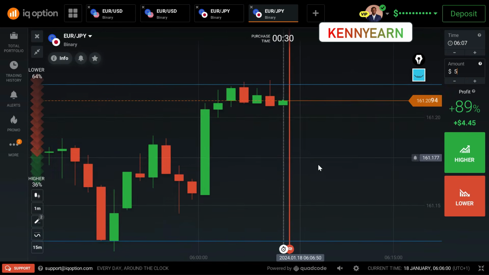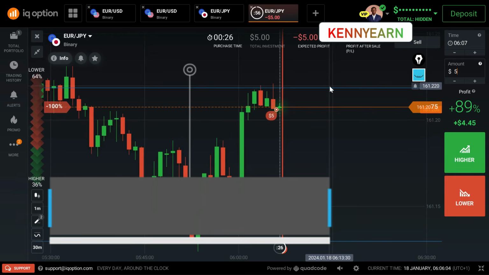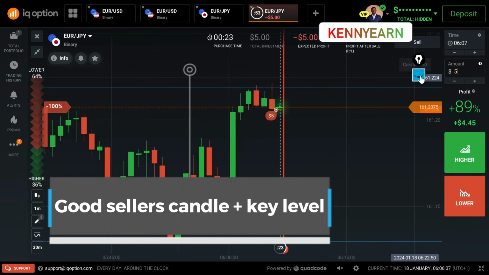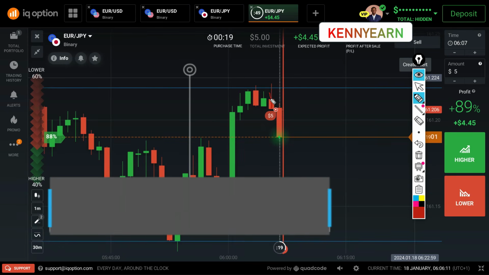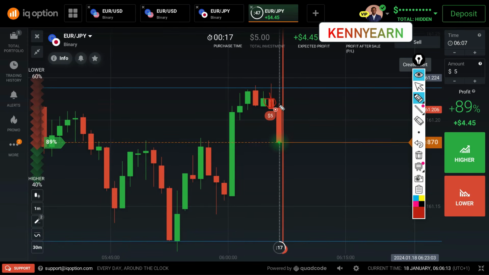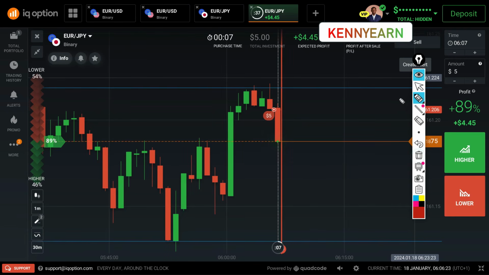So here the market is giving some good signs of sellers. I'm going to sell. So I took a sell there. Why? Because you can see this candle is looking good for sellers to come in. So that was why I took it straight for 1 minute, breaking the next candle, and I'm expecting the market to sell. It has already dropped very well, so I think that would be a win for me.